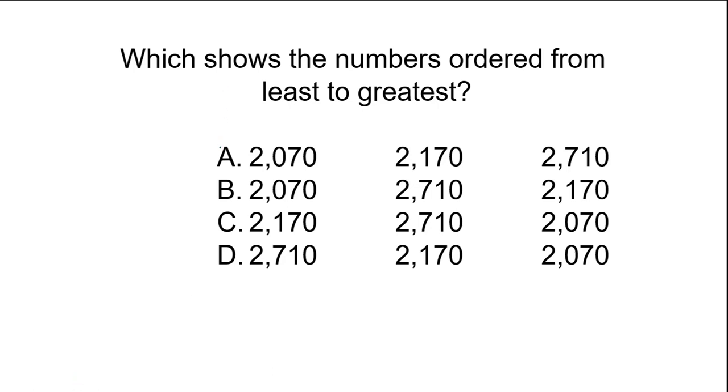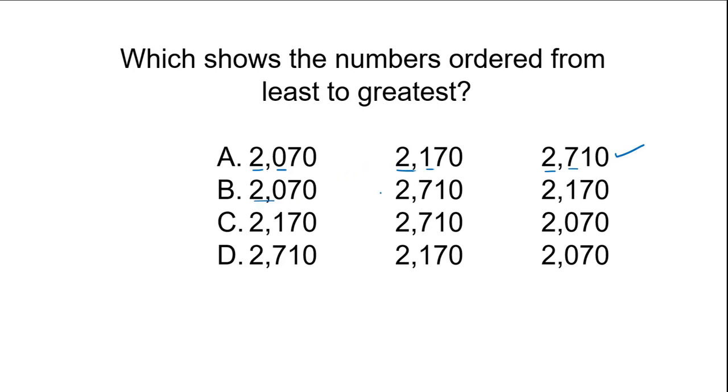Look at A. I'm seeing that in A, there's a 2,000, 2,000, and 2,000. So that doesn't show any difference because the digit in the thousands place is the same for all three. Let's look at the digit in the hundreds place: 0 hundreds, 100, and 700. Well, that looks like least to greatest to me because 0 is less than 1 and then 1 is less than 7. So I'm going to keep A in mind, but I'm going to have to double check all my other options as well just to be absolutely sure.